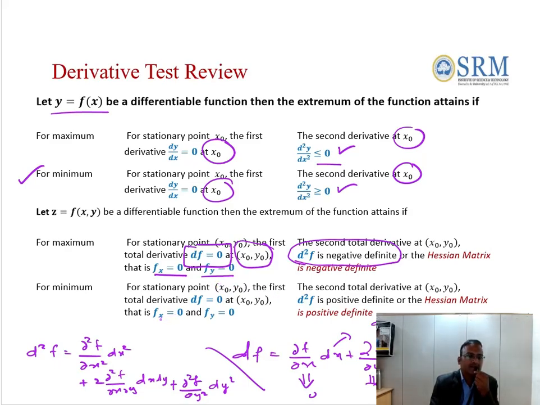Similarly, for minimum, first find the stationary point x naught comma y naught. For this, fx equal to 0 and fy equal to 0, solve for x and y, that gives the point x naught comma y naught. Then go to the second order total derivative, that is d square f. If d square f is positive definite at the point x naught comma y naught, then the function attains the minimum value. In other words, if the Hessian matrix is positive definite, then the function attains the minimum value at the point x naught comma y naught.